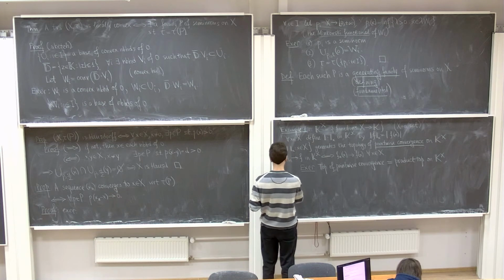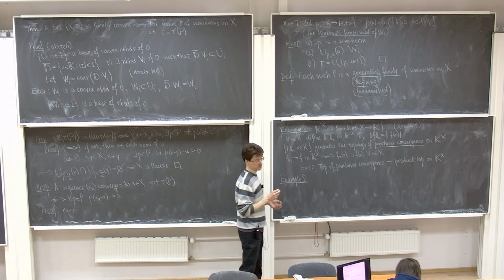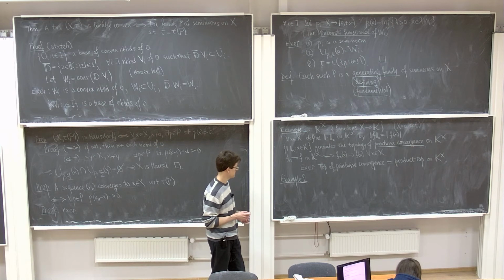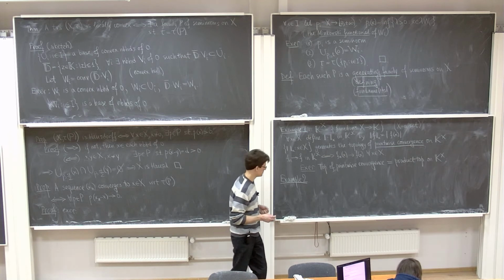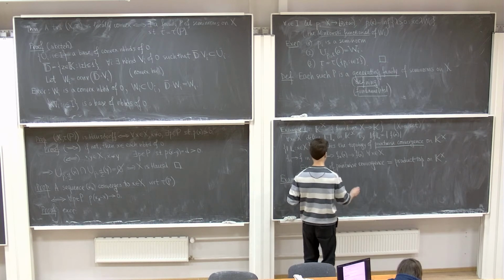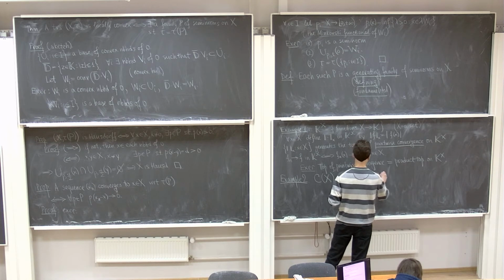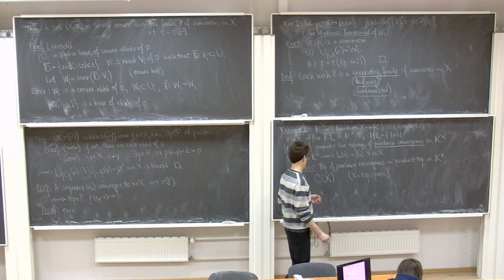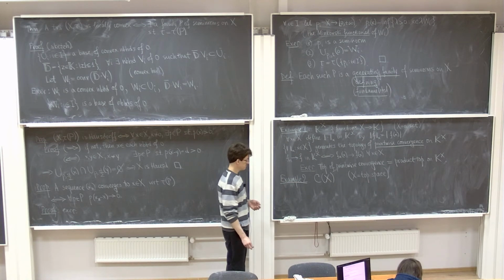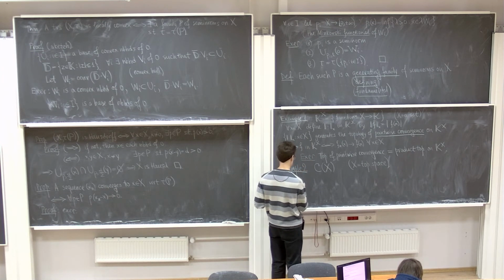Okay, example 2. Let's now look at the space of continuous functions. So, of course, we know that the space of continuous functions on a compact topological space is a normed space, and in fact, is a Banach space. But let's now take an arbitrary topological space, and let's consider the space C of X, where X is a topological space. In this case, if X is not compact, then this space is not a normed space, but it has a canonical locally convex topology generated by the following family of seminorms.